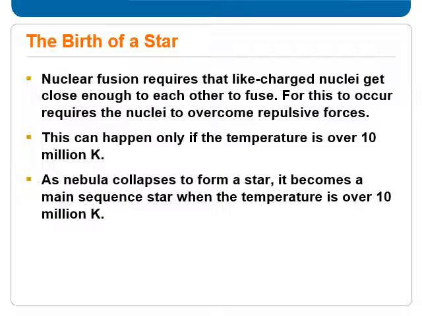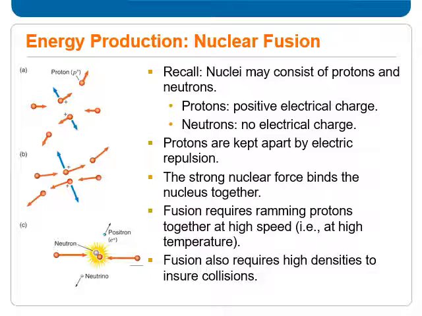Nuclear fusion occurs when two or more like-charged nuclei are forced together and combined to create a heavier and different nucleus. In the process, a great deal of energy is released. If the temperature of a gas is over 10 million Kelvin, the nuclei are moving fast enough to overcome the repulsive forces. A star becomes a main sequence star when the core temperature exceeds 10 million Kelvin. Figure 11.3 illustrates the concepts of nuclear fusion.